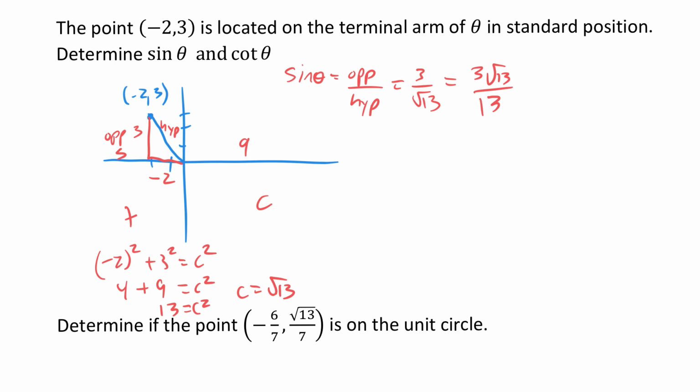So that's great news. Cotan theta is going to be the reciprocal of tan. And so if tan is opposite over adjacent, then it's going to be adjacent over opposite. Adjacent is negative 2. Opposite is 3. And we're good. Again, we don't need our calculator because we're not finding theta. We're just finding sine of theta. So we're finding the ratio, not the actual angle. If we needed the angle, of course, we would definitely need a calculator.